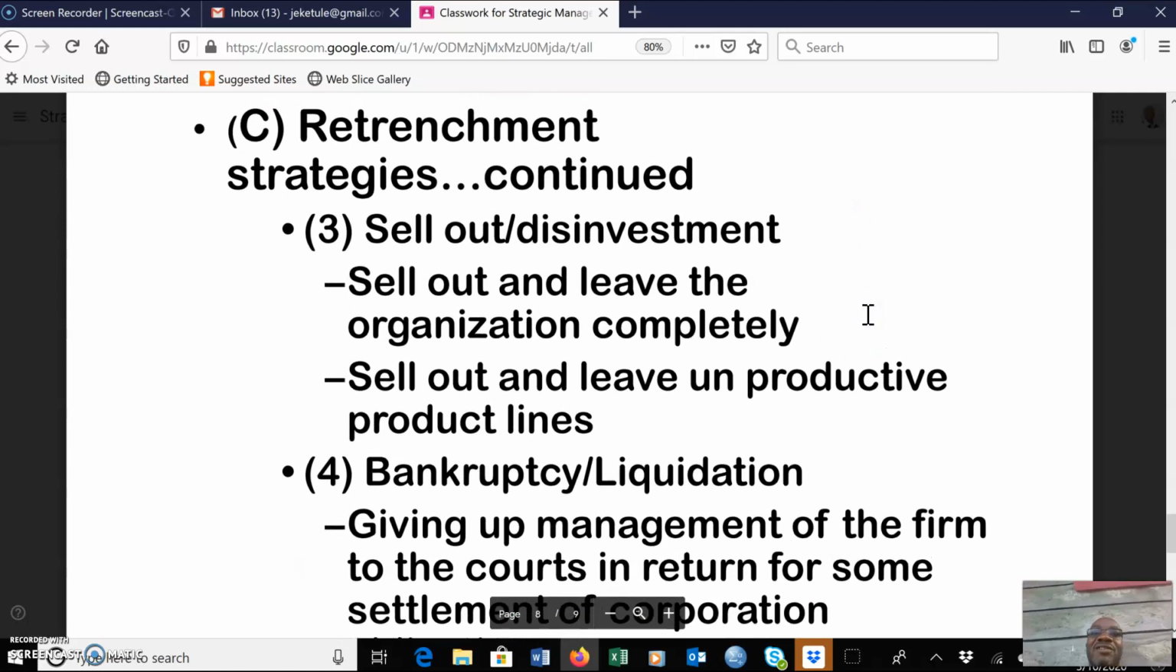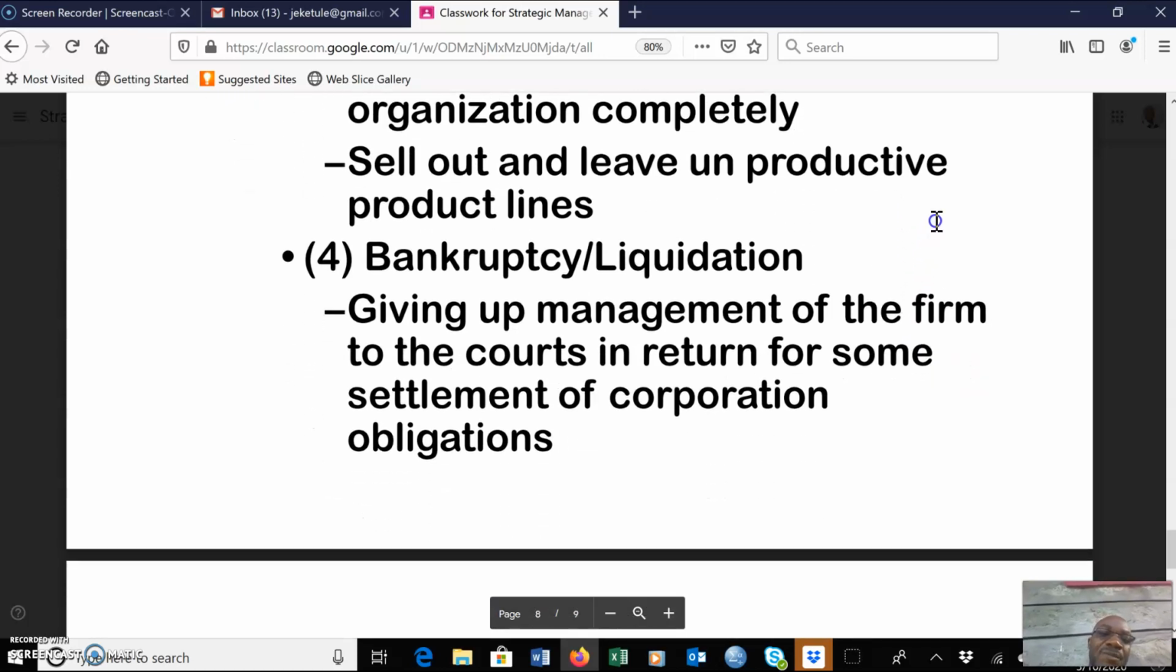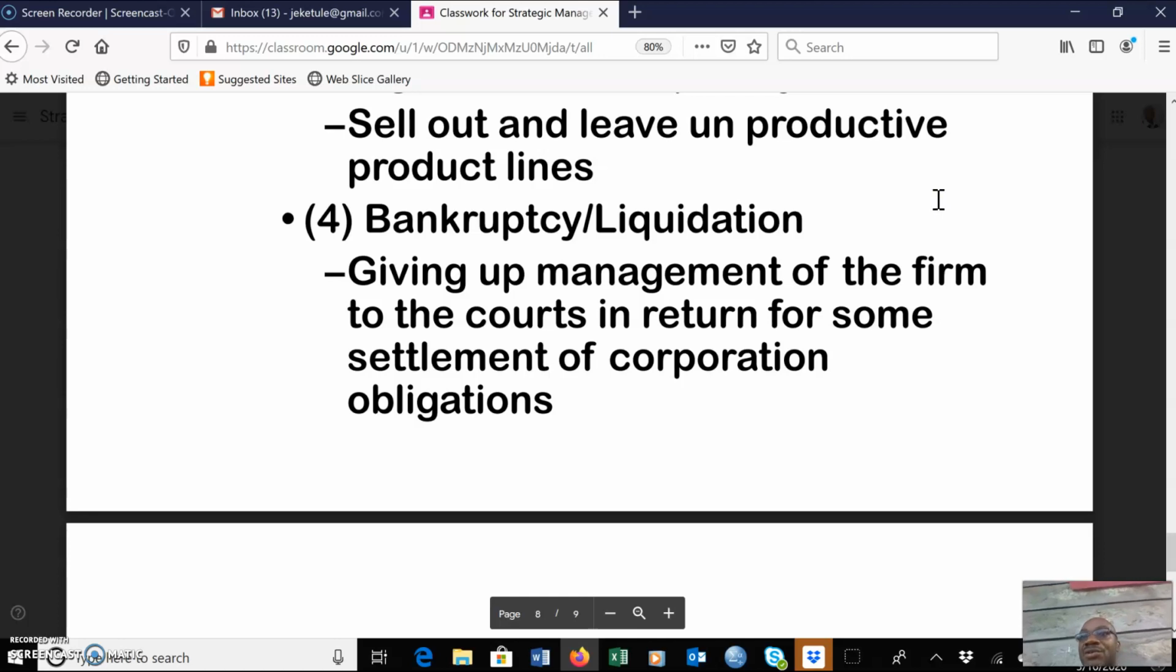And then the third bit of retrenchment strategy is you may have to sell out your organization. You may have to sell out the product line or your branch, as some organizations have done, selling out a branch because they cannot manage it. So you're selling out, or leaving the organization completely, or selling out the one that is unproductive. And then finally, you may also apply for bankruptcy protection, whereby you give up the management of the firm to the courts in return for settlements of corporation obligations. So you say, please, suppliers, don't harass me. I'm giving up my management of the firm, so that the law takes care of that.